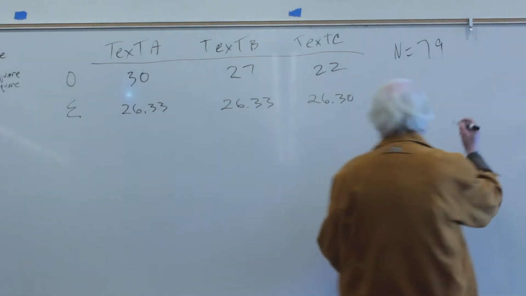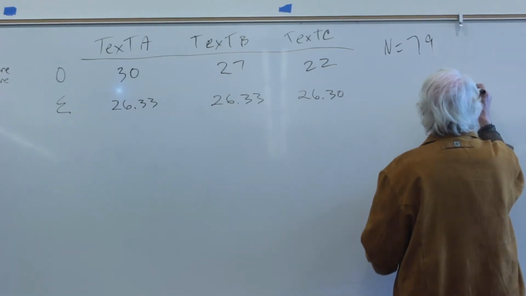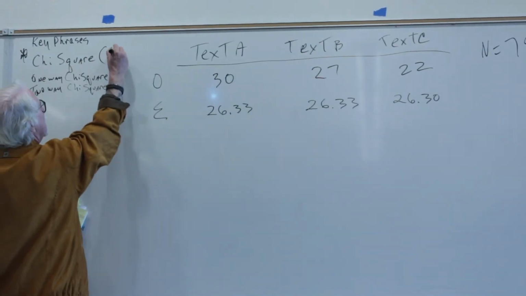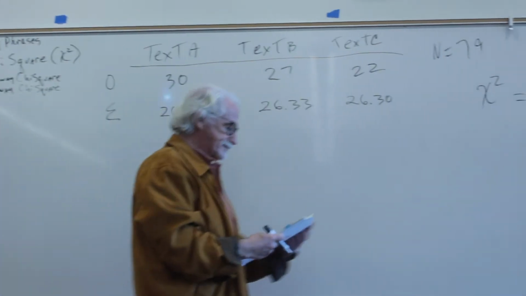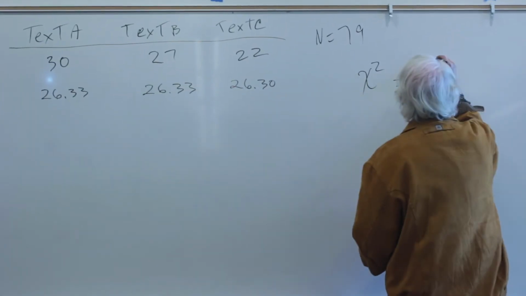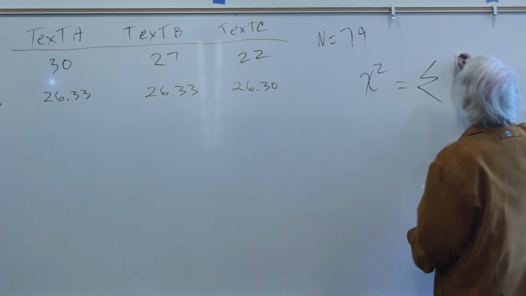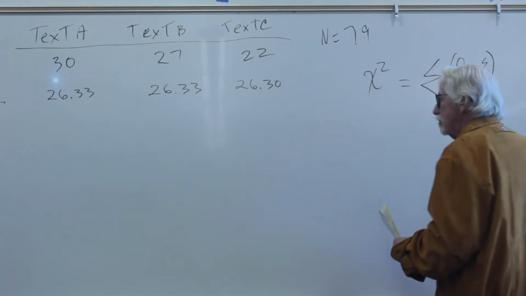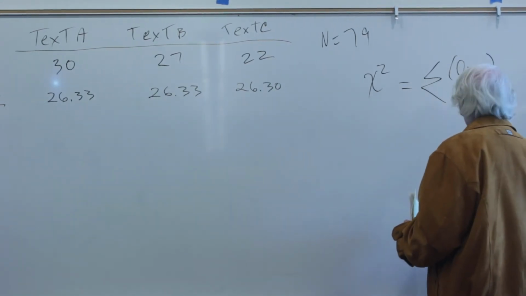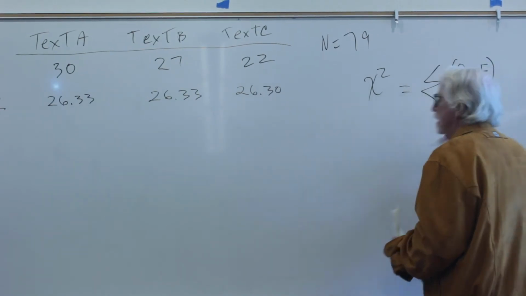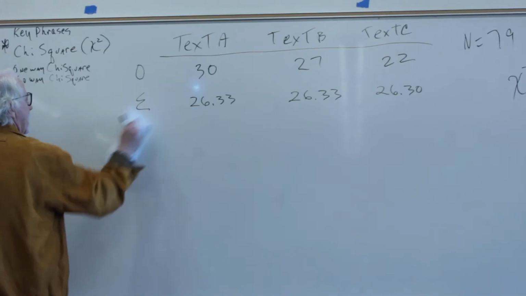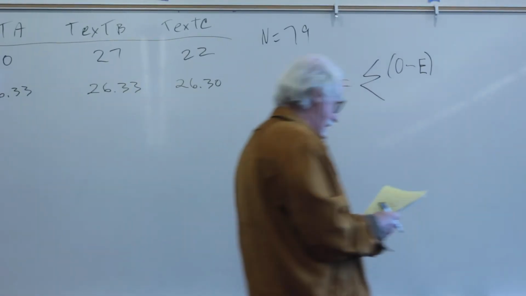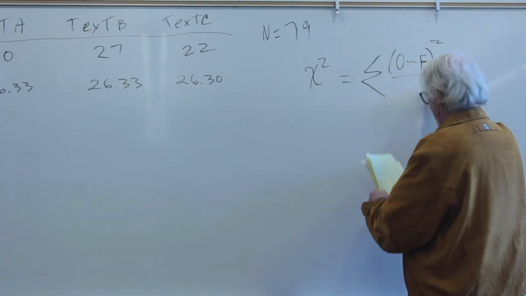And here we go, real simple formula. Chi-square is x squared. And x squared is equal to the sum of our observed values minus our expected values, squared, over the expected value. Oh, I better write that better. All my E's look the same. Okay.